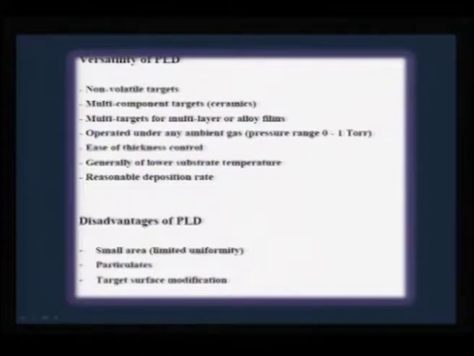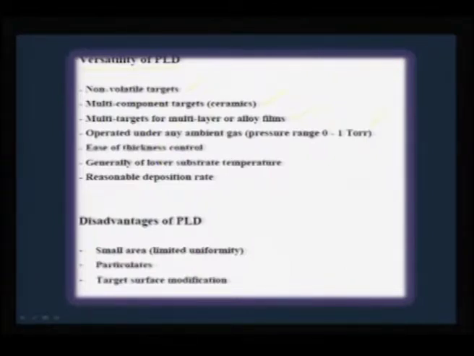So in terms of versatility of PLD, non-volatile targets and multi-component targets are possible, and multi-targets for multi-layer or alloy films we can try to achieve using PLD, and this is also operated under any ambient gas.